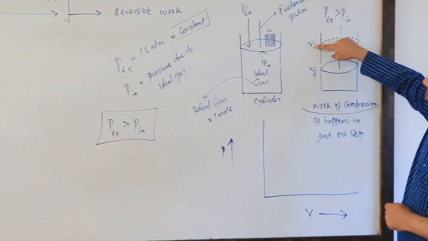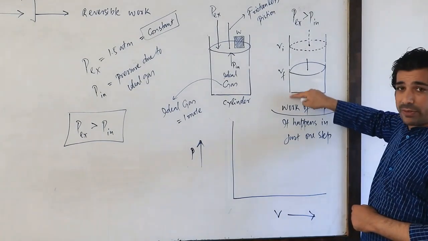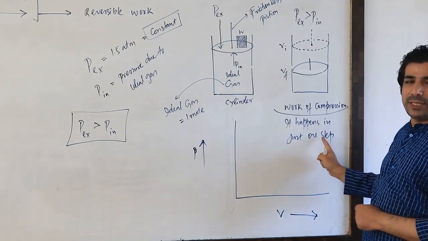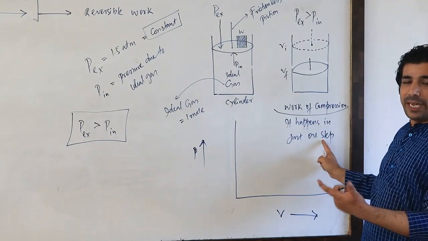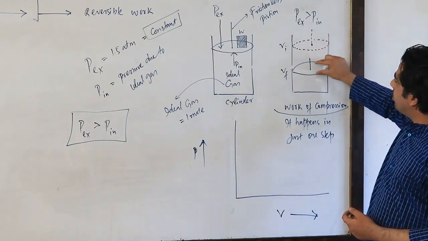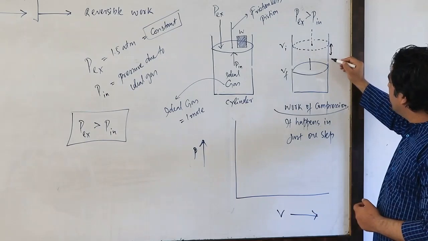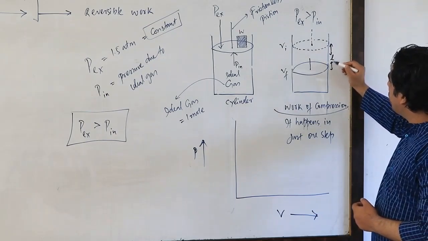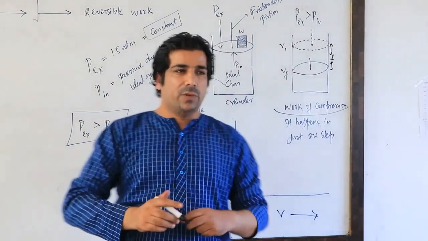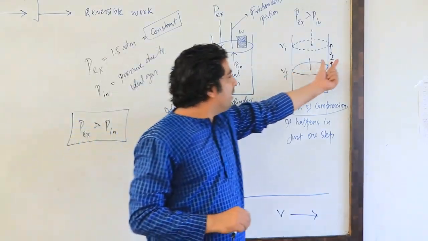You know that this was the initial value, right? From here to here we have the initial value, and from here to here we have the final value. What we are doing is work of compression, and it happens in just one step. So it's an irreversible process, and the work will be irreversible work, my dear friends. Now the piston is moving down, so it will cover some distance. Let us suppose that the distance from here to here is L. While doing the work of compression, the piston will cover some distance, and that distance is here L.